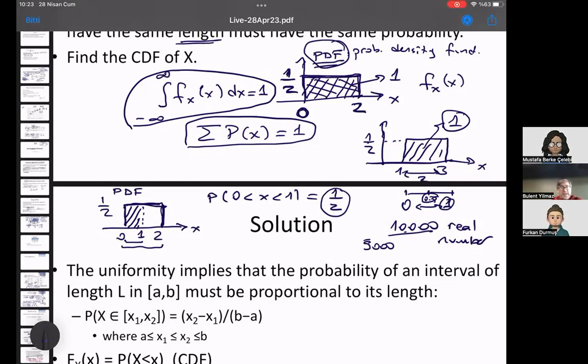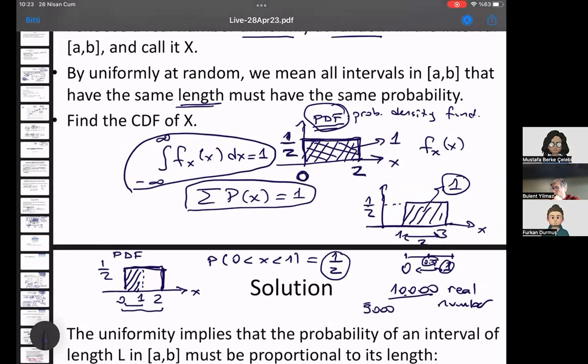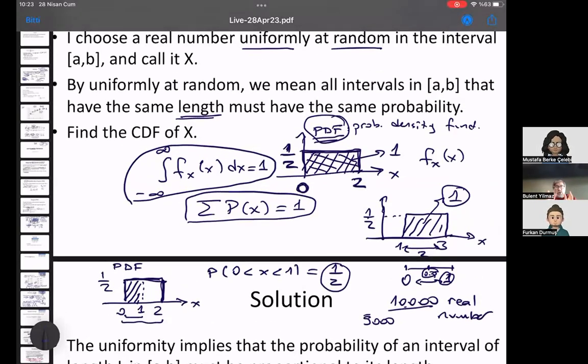So what does that mean? If I am interested in the probability of a certain interval, I cannot say probability of x equals this. No, I have to always be talking about the probability of an interval between this number and this number. Okay, in continuous random variables, that's the trick.